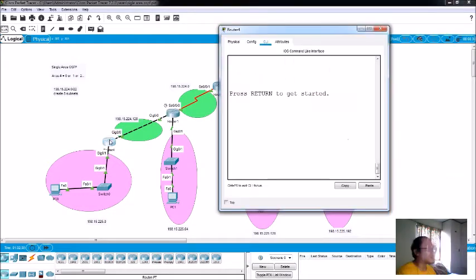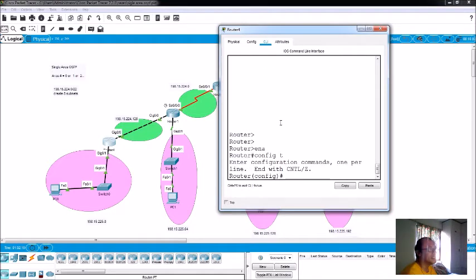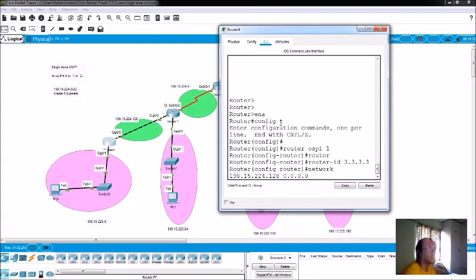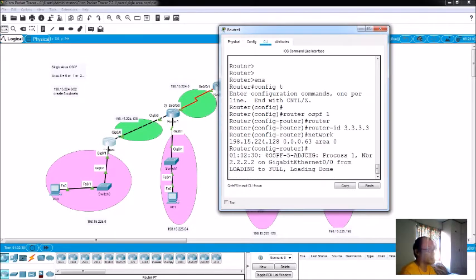We'll go to the next router here. Okay, enable, config T, router OSPF 1. So the same command, we have two networks here. So router ID, that will be 3.3.3.3. Okay, then network 198.15.224.128 0.0.0.63 area 0, because this is single area OSPF.